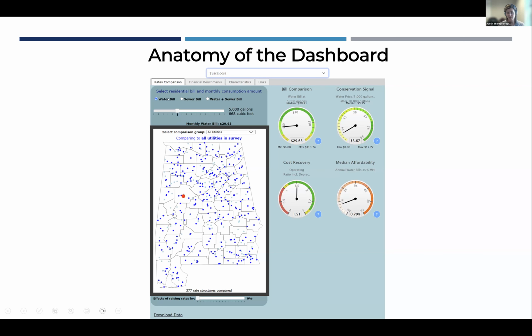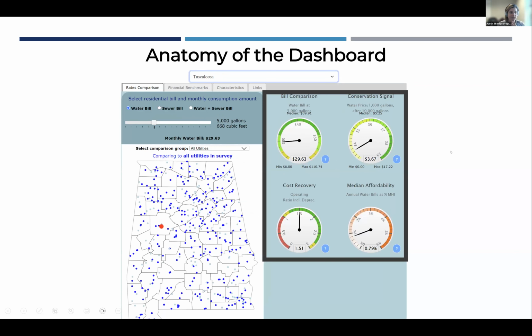And because we're talking about just the water bill, we're comparing the residential water bill to 377 rate structures. So if we were to select something here, this would automatically update to illustrate the other rate structures that we were comparing to. Same thing with this map. It would essentially gray out any of the utilities that we were not comparing to so that we could see who we were comparing to on a spatial basis. And again, I will demo this later, so it'll be a little bit clearer when we go through that.